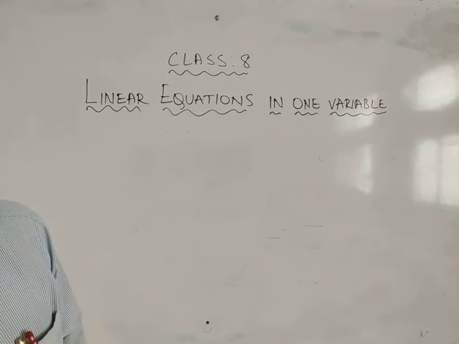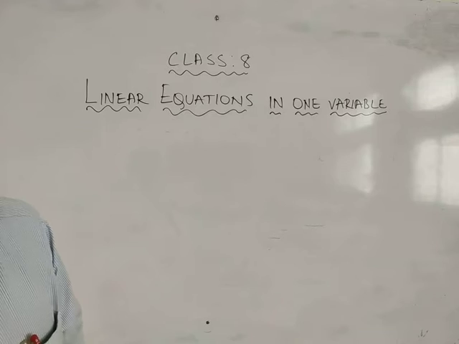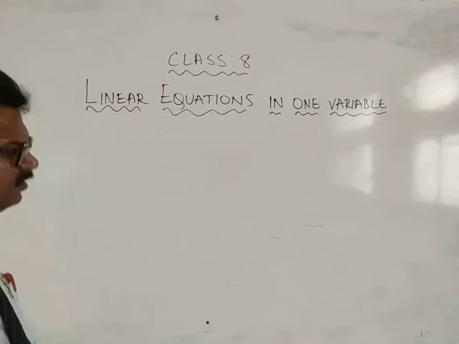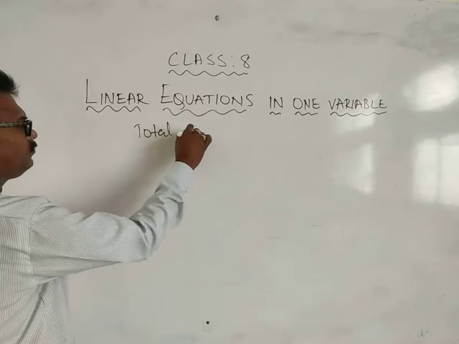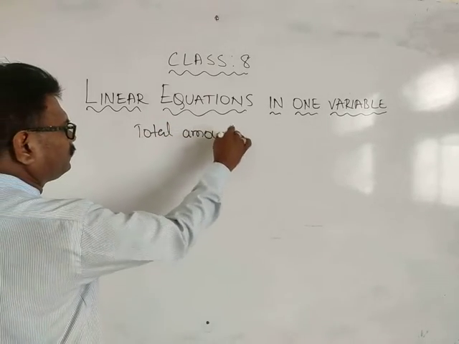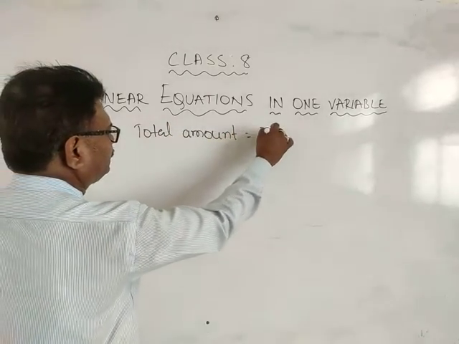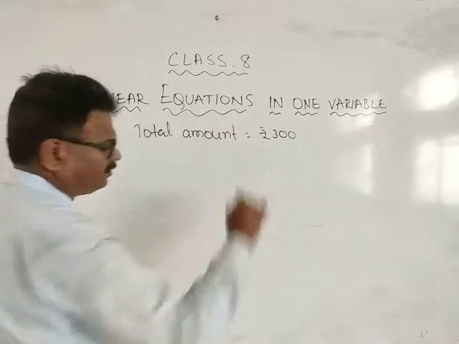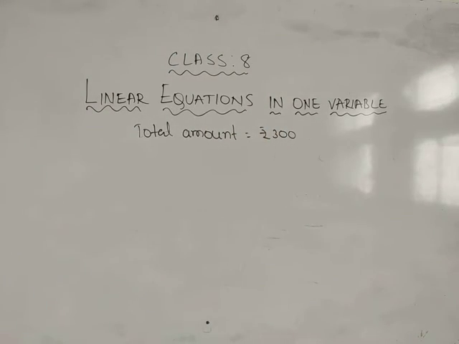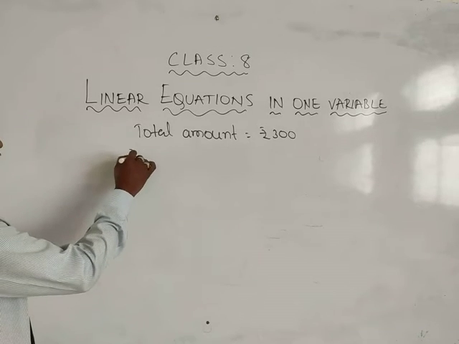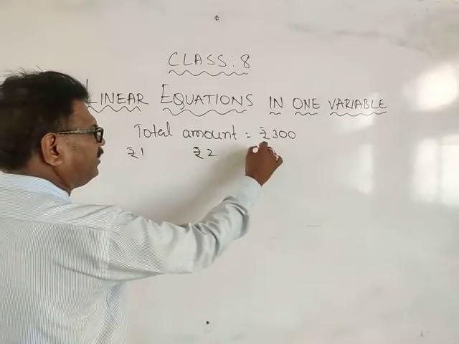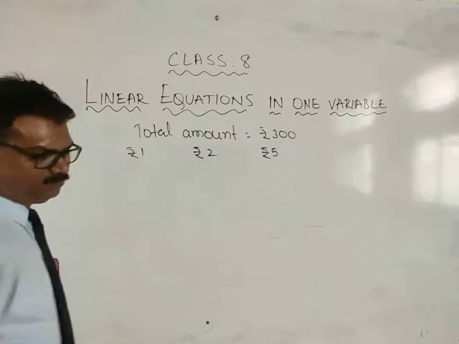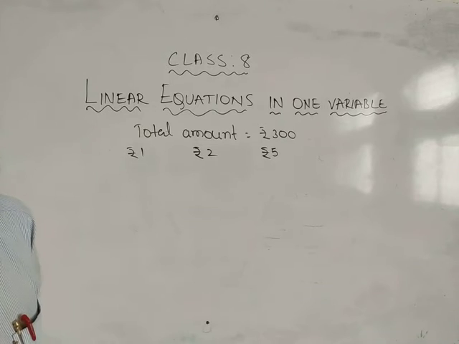Yes. Next problem. I have a total of rupees 300. Now total amount, rupees 300. Okay? Next. The denominations are 1 to 5: rupees 1, rupees 2 and rupees 5.